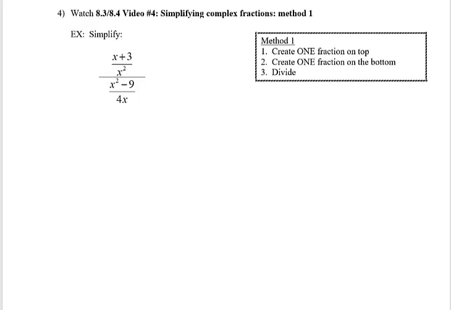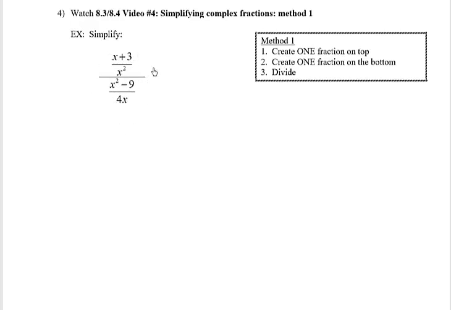This is video number 4 for sections 8.3 and 8.4, Simplifying Complex Fractions Method 1. So now that we have a basic idea of the process, let's look at an example where there are actual rational expressions involved here. Once again, this is called a complex fraction, which just means one big fraction that has little fractions in it. This is a big mess.